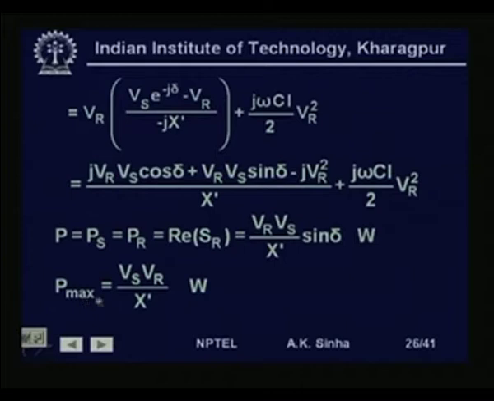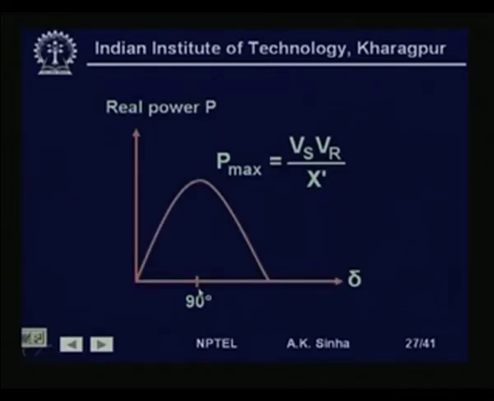Therefore, P max is equal to Vs Vr by X dash, that is the maximum power that can be transmitted over this transmission line, because this will be maximum when delta is 90 degrees, that is, sin delta is equal to 1. The relationship is plotted here, and it shows how with change in angle delta the real power varies. Now, this is a very, very important relationship.